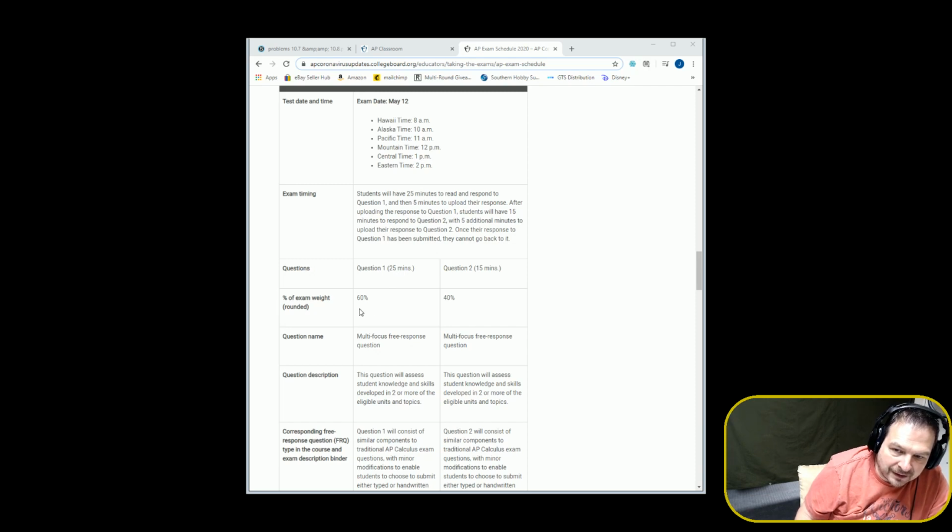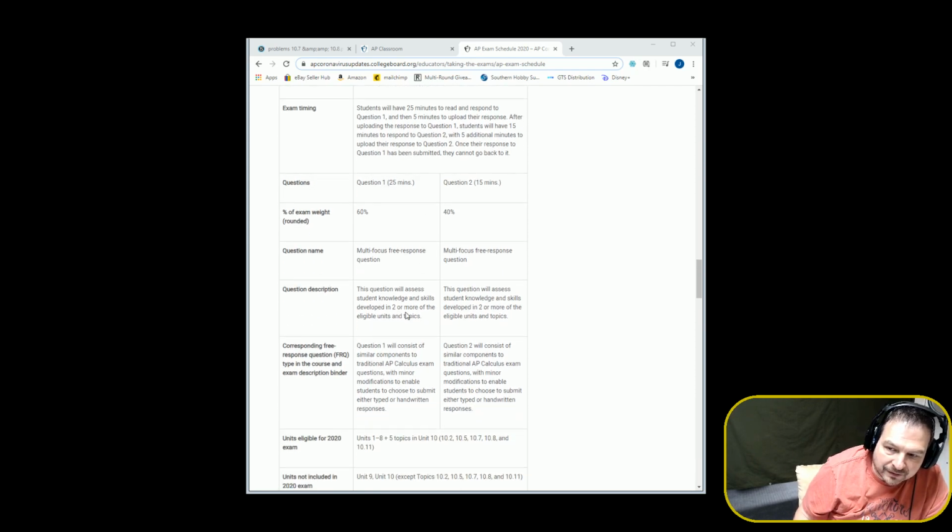It'll be 60% of the test. 15 minutes for question 2 will be 40%. What I'm thinking is question 1 is going to be one of those bathtub type problems that you could take the derivatives, you could integrate, you can find the maximum, a lot of things like that, but I don't know. And then I think question number 2 is going to be maybe series and sequences and a little bit extra. Look what they're saying here. They're saying the question will develop test knowledge and skills in 2 or more units. So they're going to be combining these a lot of different ways.